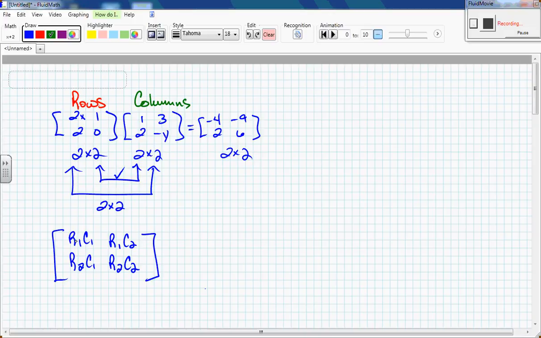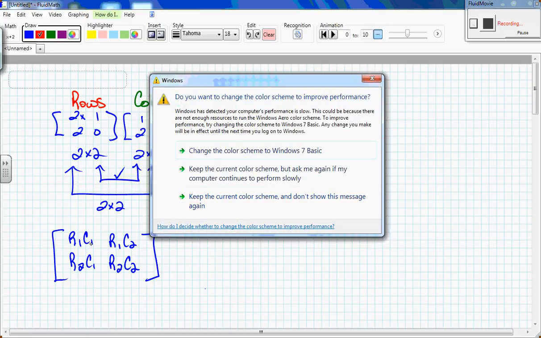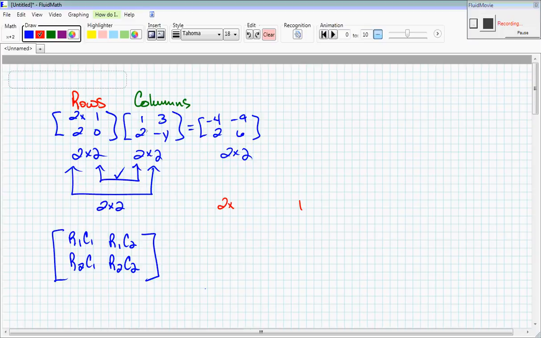So here we have row 1, column 1, and we need to find that element. Well, what's the first row in the first matrix? The first row is 2x and 1, times column 1. Column 1 comes from the second matrix, and we have 1 and we have 2. Now we're going to add these together, and when we add them together we get 2x plus 2. So that's now the new element in row 1, column 1 in our product matrix.